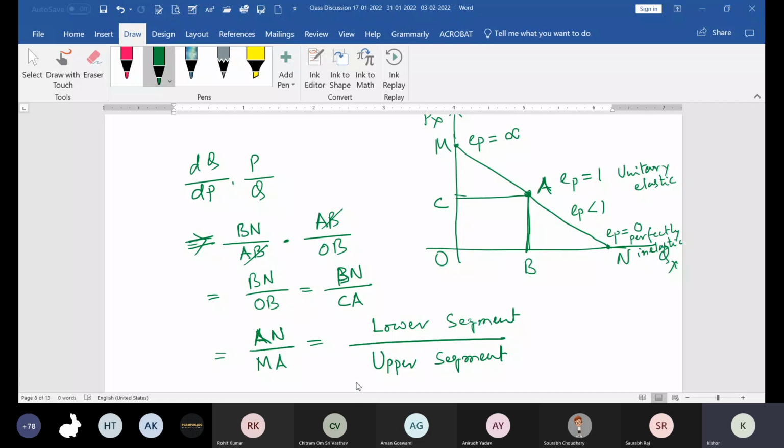It is called perfectly elastic. For a small change in price, there will be infinite change in quantity demanded. And here, elasticity value is more than 1, relatively elastic. For 1% change in price, resultant change in demand will be more than 1%. It may be 2, 3, 4, whatever it is, more than 1.